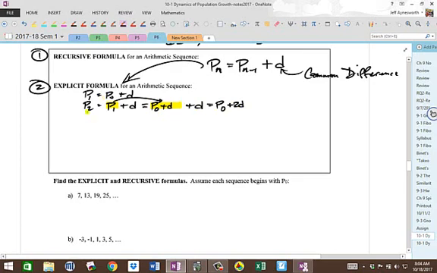I want to do that for each population. I want to re-express the population in terms of the seed, the starting term. Remember, this is the seed, because you're always going to be given that. All right, so what is p sub 3?